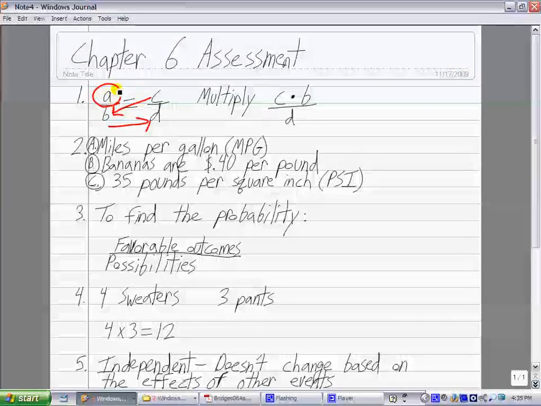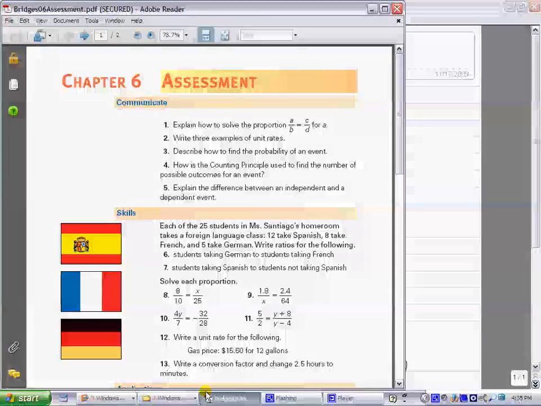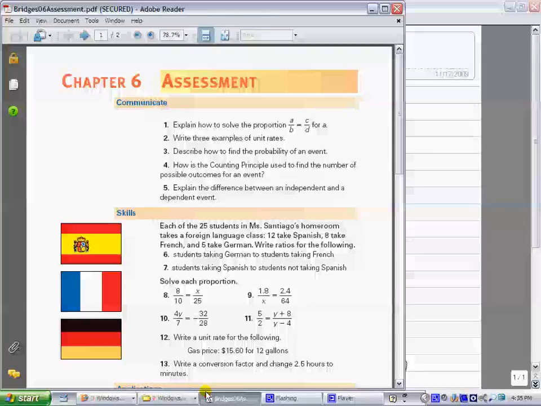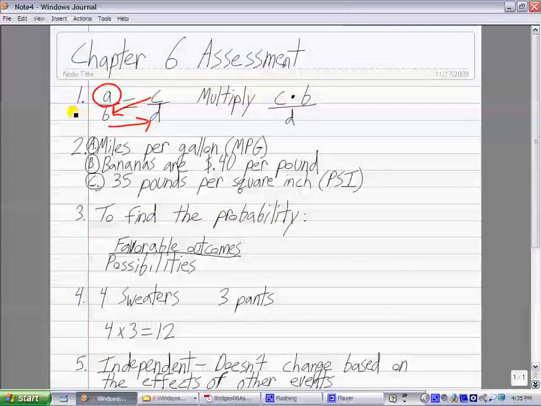We're going to go ahead and take a look at the Chapter 6 review here. And the first question says, explain how to solve the portion A over B equals C over D for A. The quickest and shortest method in order to solve these kinds of problems is to multiply C times B and then divide by D. So I've shown the arrows here to demonstrate C times B and then divide by D, and you will end up with your answer A.